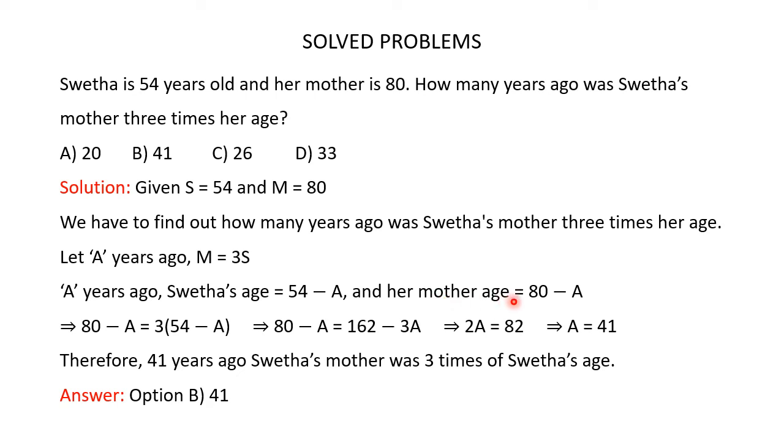So her mother's age A years ago was 80 minus A. Now we know that A years ago, the mother's age was 3 times Shweta's age. So 80 minus A is equal to 3 multiplied by 54 minus A. On solving this, we get A is equal to 41. So 41 years ago, Shweta's mother was 3 times Shweta's age. The correct answer is option B, 41.